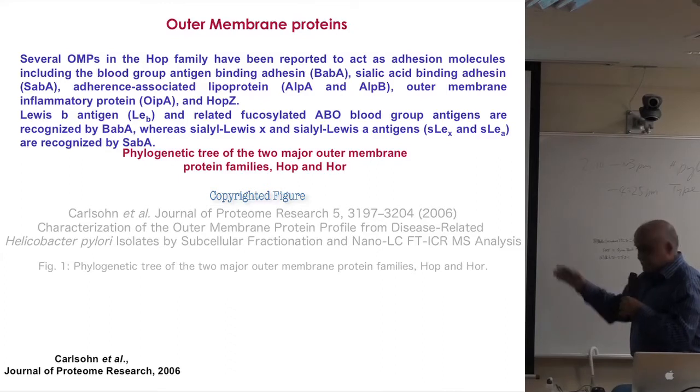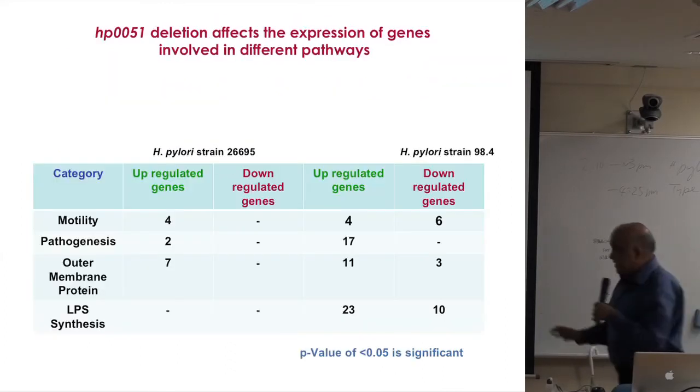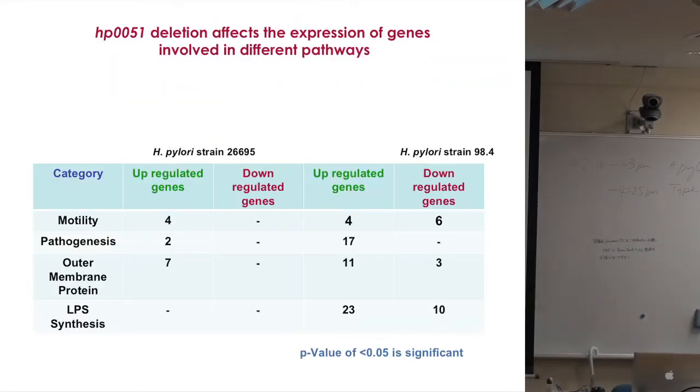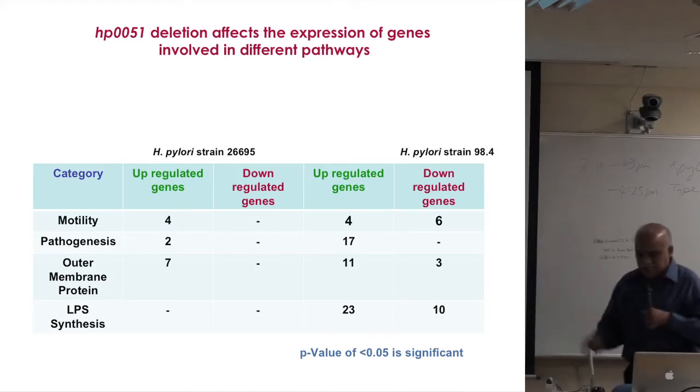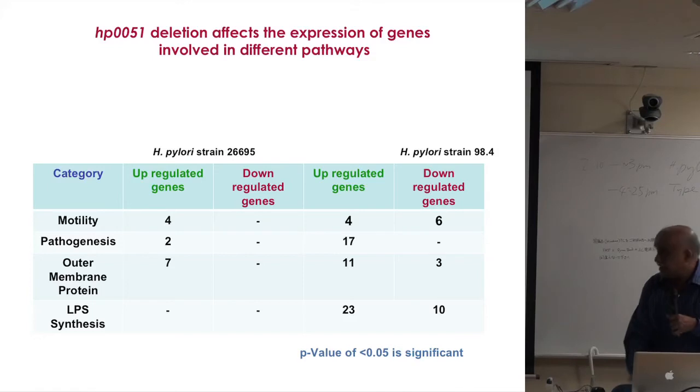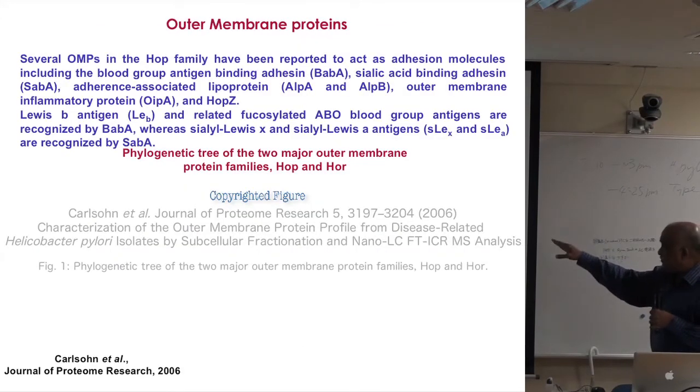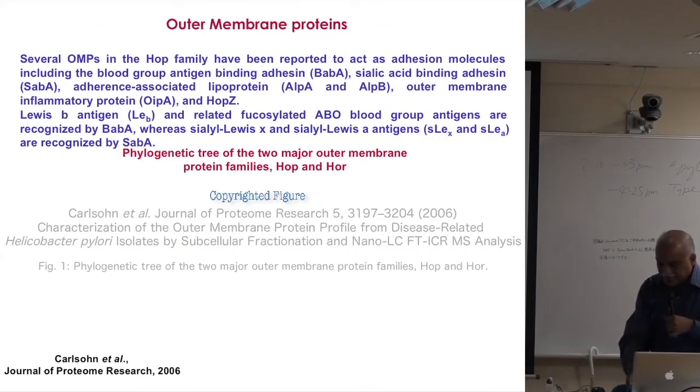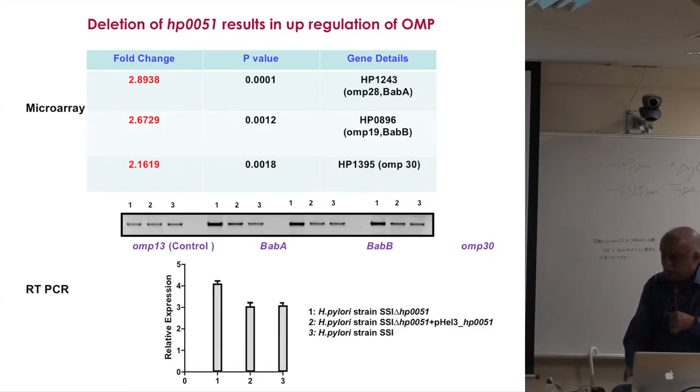Here are details of this. So I'm just going to give you data for all of them: for the motility, pathogenesis, outer membrane, and the LPS, in 1 or 2 strains, because there's a lot of information that we have. This is in outer membrane proteins. Again, you have all these antigens, very, very important. And we actually monitored by RT-PCR, and the microarray was confirmed by RT-PCR.